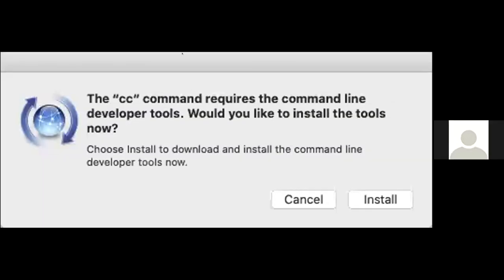Susana, I have a problem here. There is some information jumping out. The CC command requires the command line developer tools. Would you like to install the tools now? So I should install that one. Can you share your screen just so I have a quick look? Yeah. Can you see? Oh yeah, it's very big.